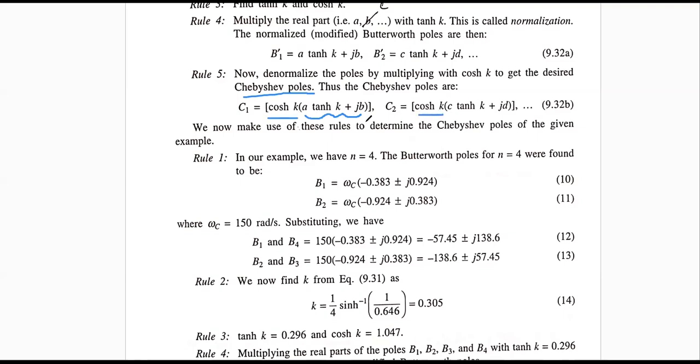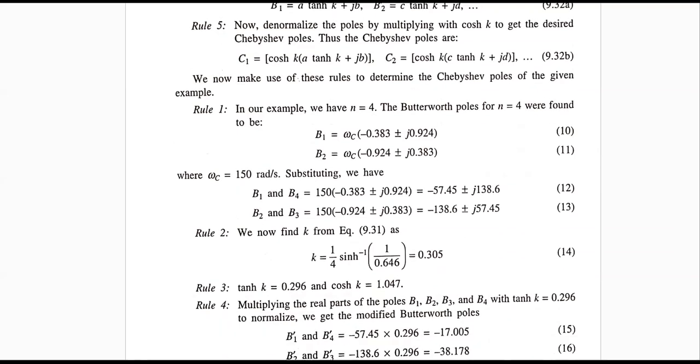So these are now a single pole, and this is a single pole. So you have two poles in the equation. Now those are what kind of pole? They are the Chebyshev filter. So we now use this rule to determine the Chebyshev poles of the given example.